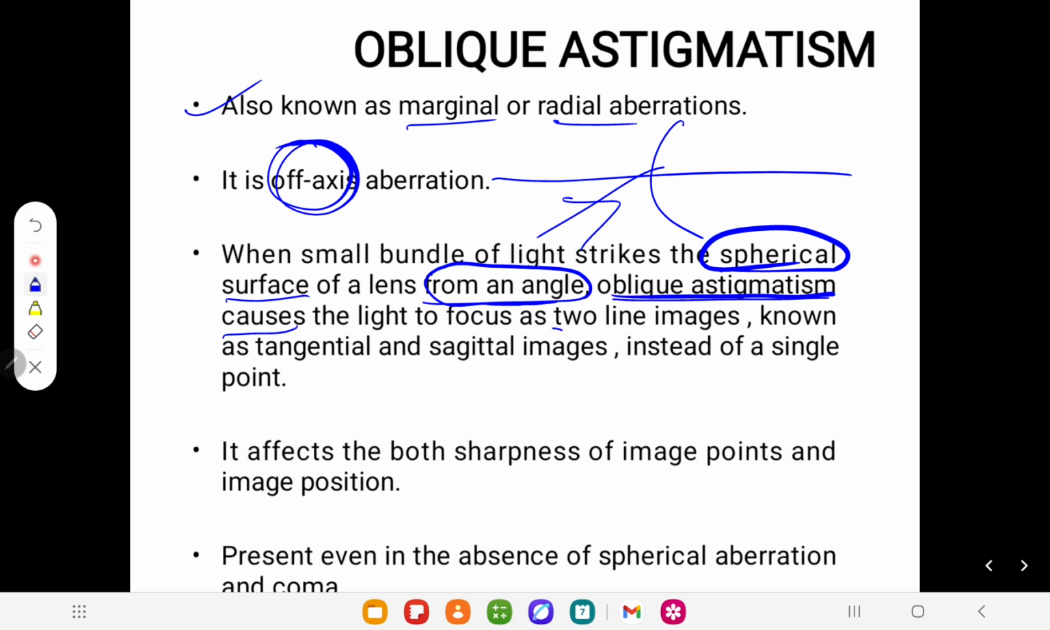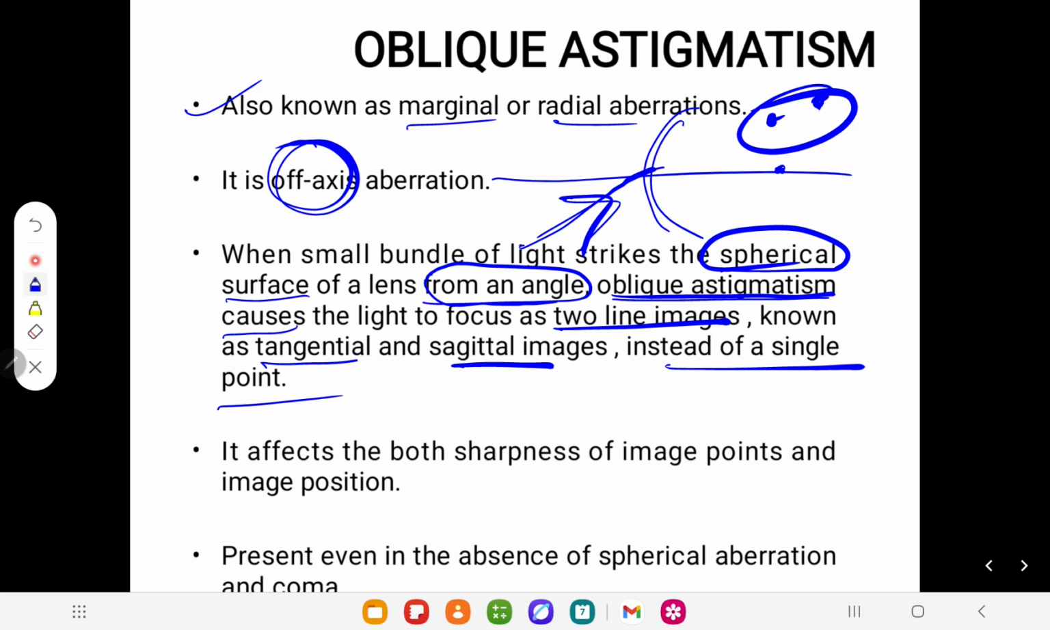The light focuses in two image lines, known as the tangential and sagittal images, instead of a single point. If it is a spherical lens, it should be a point image. But if light strikes slantedly, obliquely, then there is formation of two images, one tangential, one sagittal, and two images means basically astigmatism, isn't it? So that's a simple thing.